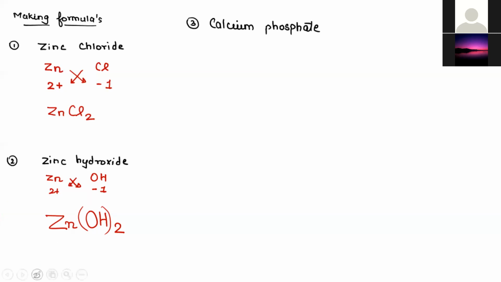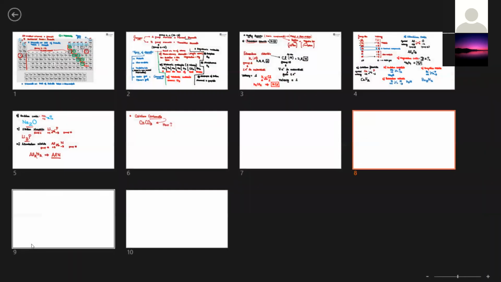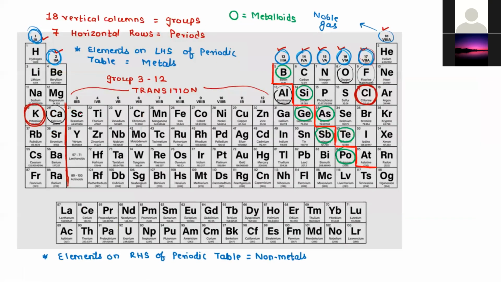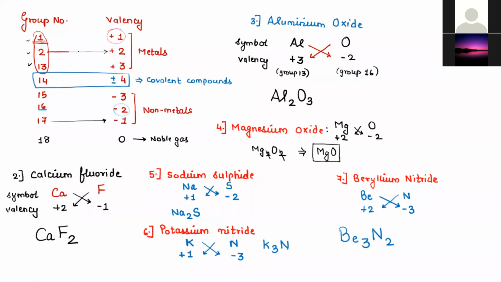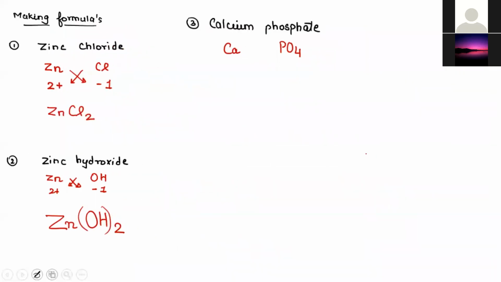Calcium phosphate. The symbol is going to be calcium as Ca, phosphate is going to be PO4. Now, what is the valency of calcium? For that, we'll go back to the periodic table. Calcium belongs to group 2. So if we check our valency chart, group 2 means the valency has to be +2. So we'll write +2.